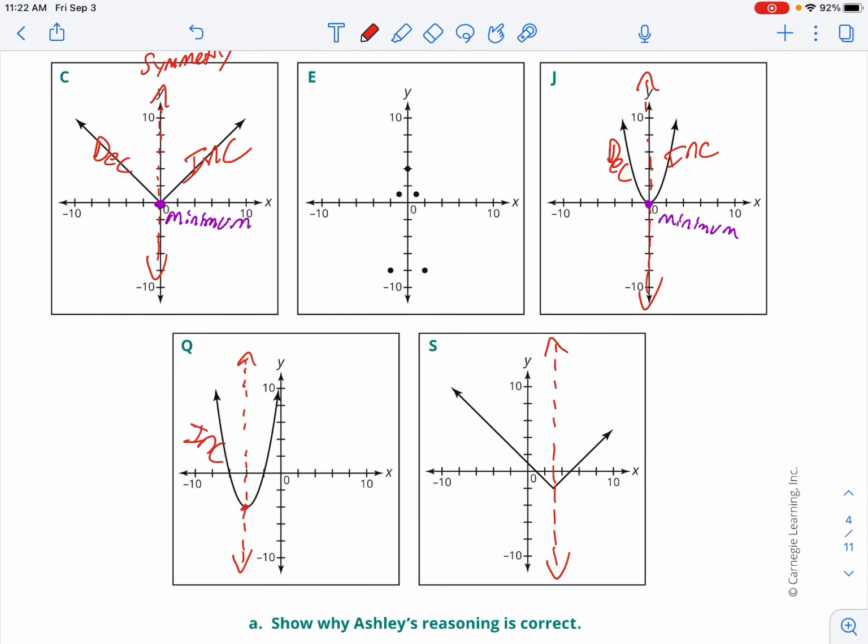Same thing on Q. We have a minimum down here. Eyes go, oops, sorry, that's a decreasing. I wrote increasing. And then lastly, decreasing. Turns. We have a minimum. And then increasing.